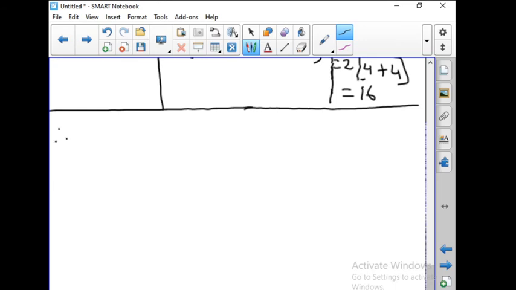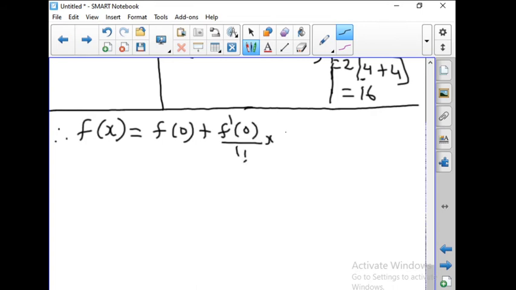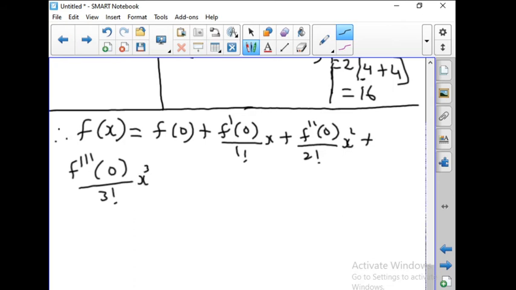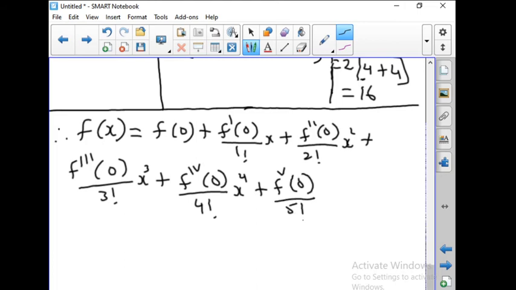So what is the series now? What is the formula? f of x is equal to f of 0 plus f dash of 0 by 1 factorial into x plus f double dash of 0 by 2 factorial into x square plus f triple dash of 0 by 3 factorial into x cube. I am writing it again. Okay, on the top we have written already. Anyhow, we are not able to see now, so I am writing it again. Plus f4 of 0 by 4 factorial into x power 4 plus f5 of 0 by 5 factorial into x power 5 plus etc.